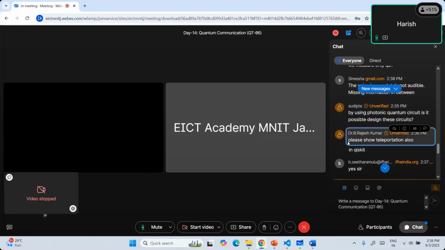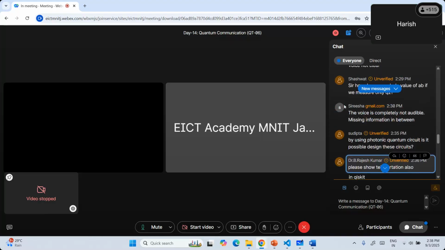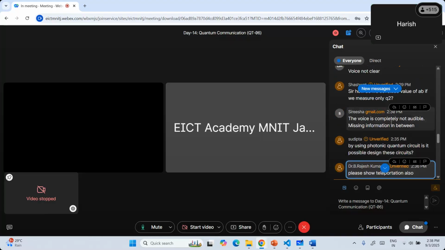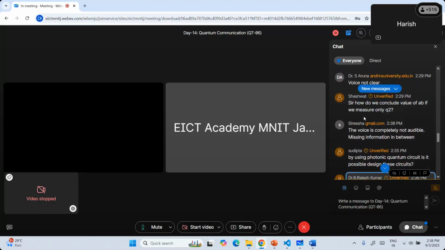This quantum teleportation I have shown last time also, so I will show it again. Yes, with a quantum photonic circuit, it is possible. Just see this protocol.